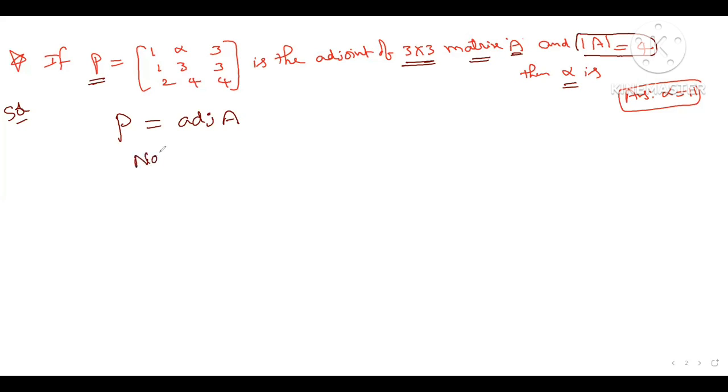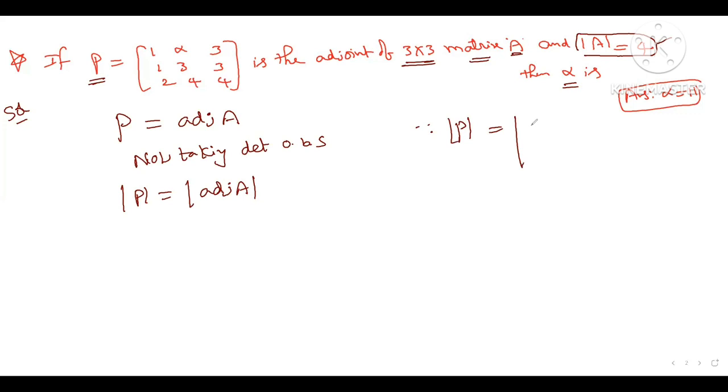Now taking determinant on both sides. Why? Because in the statement determinant of A value 4 is given. So determinant of P is equal to determinant of adjoint of A. From the statement, matrix P is given, determinant of P how much value? 1 alpha 3, 1 3 3, 2 4 4. Signs plus minus plus. So plus 1 into how much? Here 1 is present in the first row, first column. After deleting the first row, first column, this determinant value is 0. 12 minus 12. Minus alpha times, here alpha is present in the first row, second column.